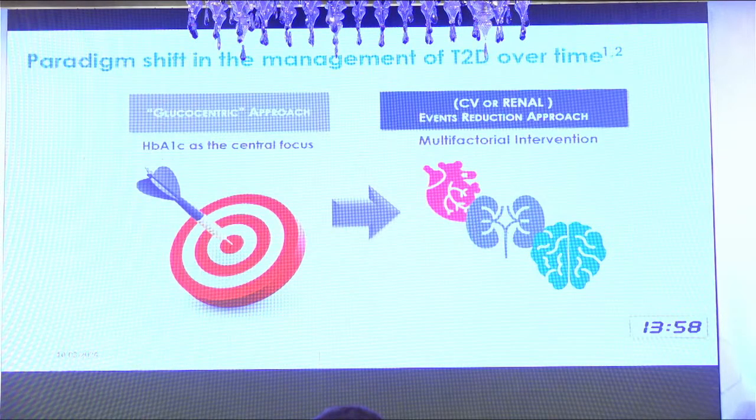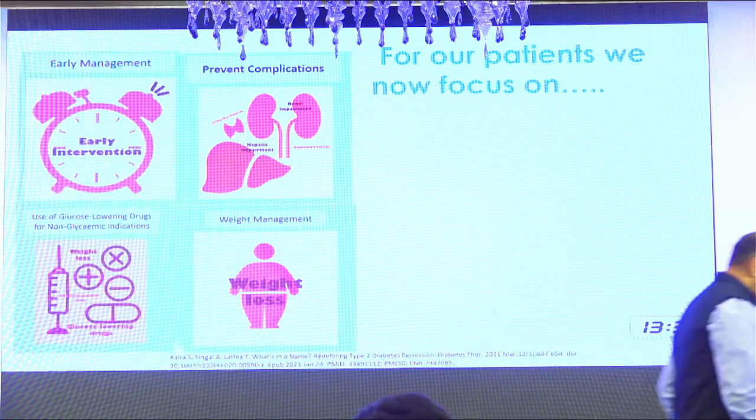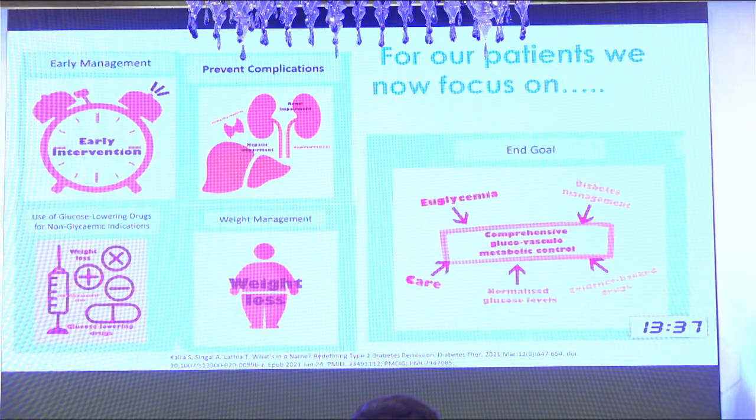Things have changed over time from a glucocentric approach to a risk factor approach or an organ-specific approach in the management of diabetes. So from HbA1c control, which is important nevertheless, we have moved to something beyond HbA1c, that is controlling the various organs and safety. So the end goal and the early management now would be early intervention.